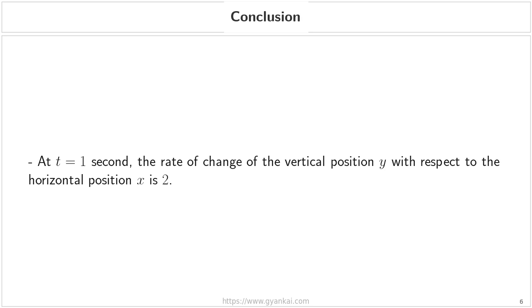In practical terms, this result tells us that, at this specific instant, for every 1 unit the particle moves horizontally, it moves 2 units vertically. Now that we have successfully solved this problem, let's move forward and discuss some common mistakes to avoid so that you can apply this method accurately in your future exercises.